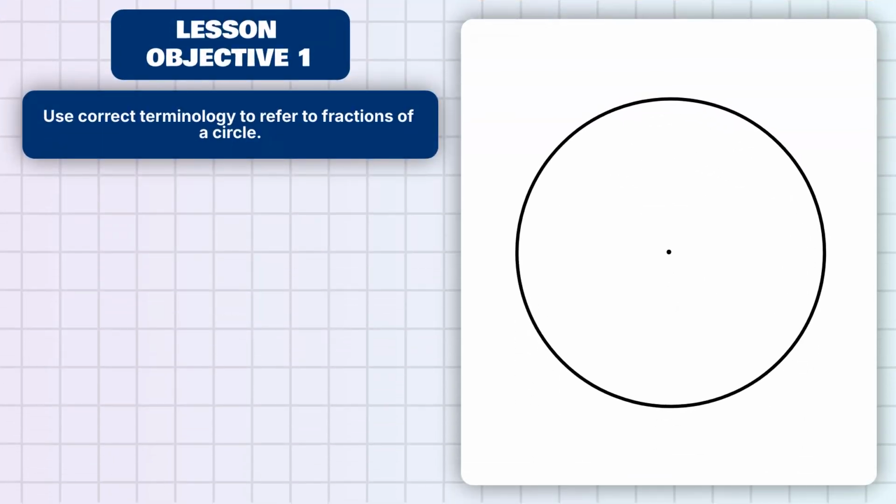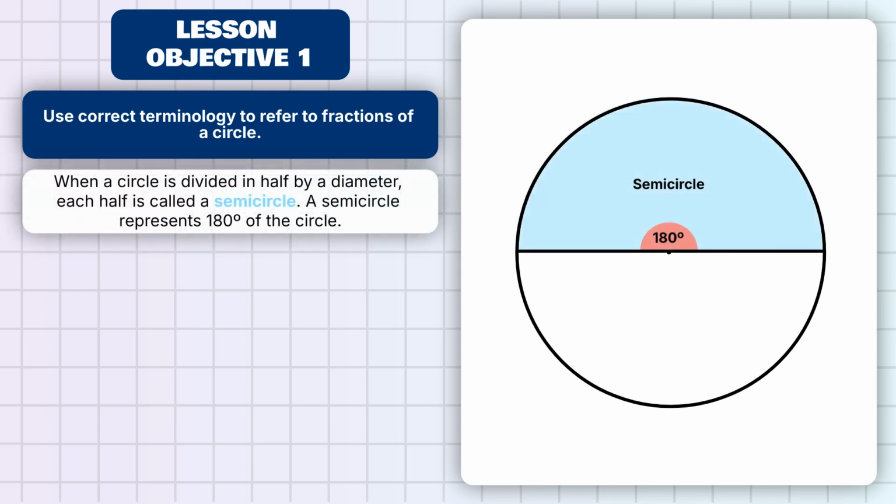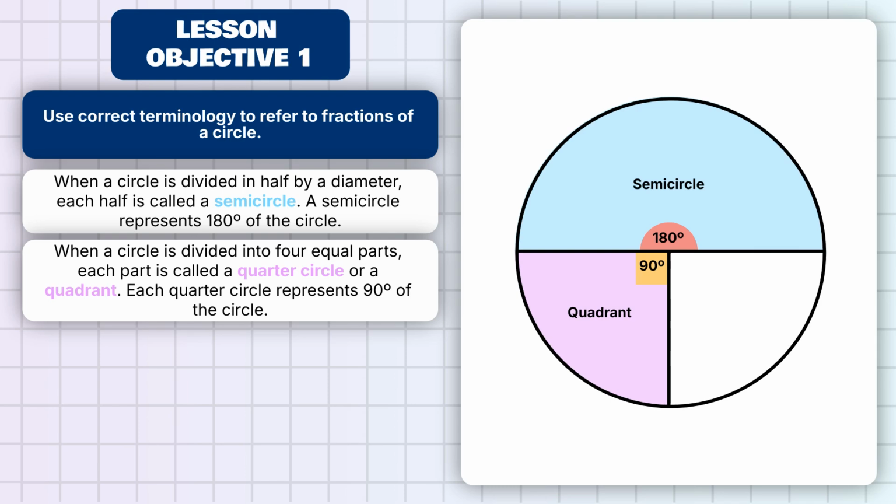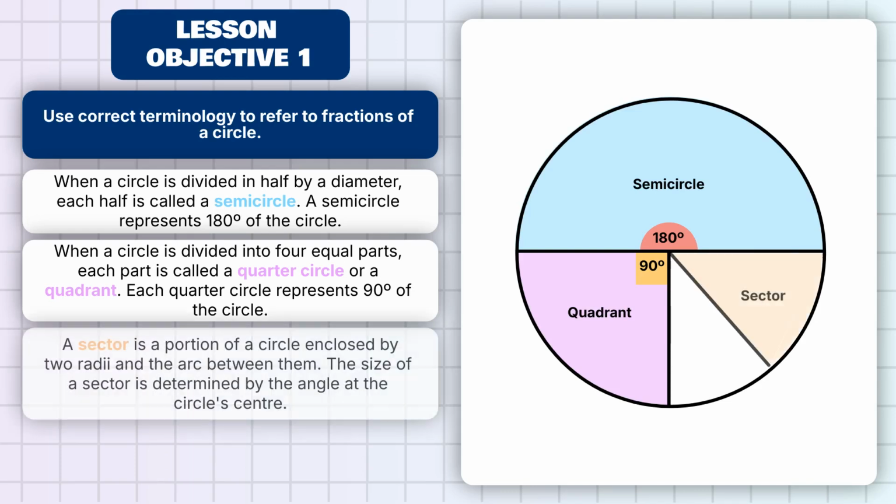Before we get into calculations, let's familiarize ourselves with some key vocabulary for divided shapes. First, a semicircle is a shape formed by dividing a circle into two equal halves. Second, a quadrant is a shape formed by dividing a circle into four equal parts, each representing a quarter of the circle. Finally, a sector is a portion of a circle enclosed by two radii and the arc between them. The size of a sector is determined by the angle at the circle's center.